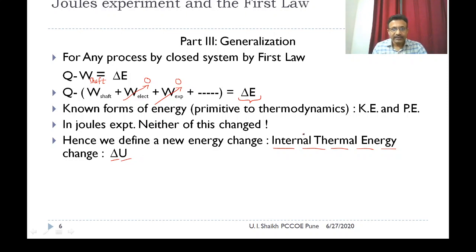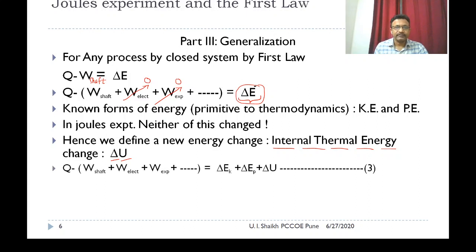To generalize the right hand side of this equation, we will again write the sum of all the types of energies already known from other branches of science, plus this newly identified energy change, and the equation becomes more general and looks like this. So Q minus the sum of all the types of work transfer is equal to the sum of all the types of energy changes: kinetic energy change, potential energy change, as well as internal energy change. Remember, in Joule's experiment, kinetic energy and potential energy did not change, but we are writing all the terms on the right hand side to make the equation more general.